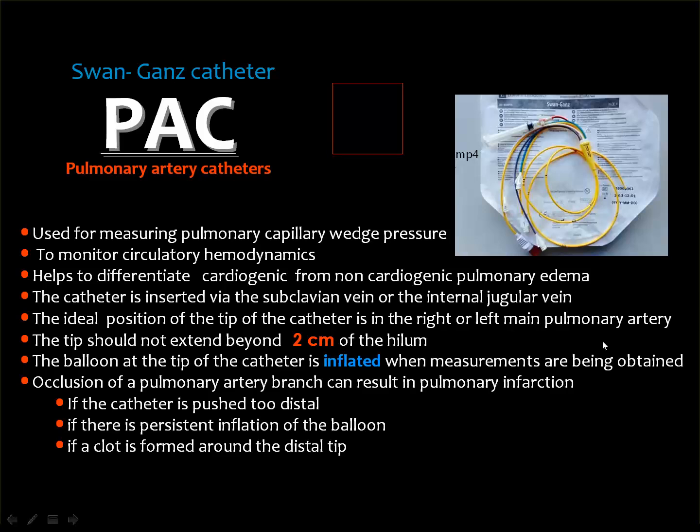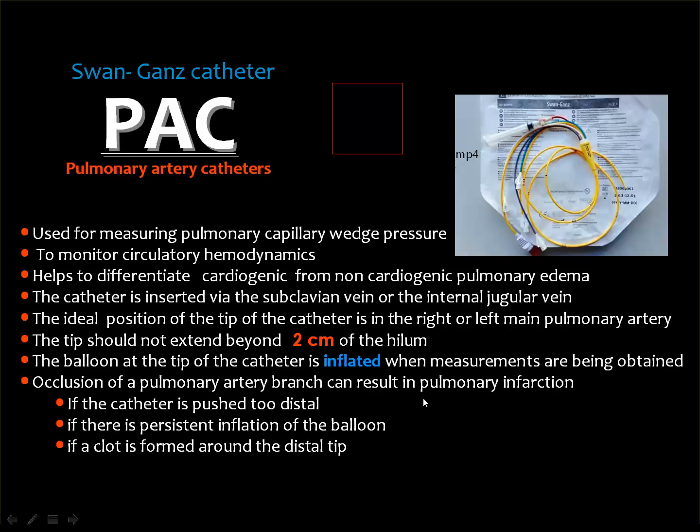The catheter is an intravenous catheter inserted usually through the subclavian or the internal jugular vein, and the tip of the catheter is pushed until it is in one of the main pulmonary arteries, either the left one or the right one. The ideal position of the tip of the catheter is about 2 centimeters from the hilar shadow, as judged by the plain X-ray. Then, in order to measure the pulmonary wedge pressure, there is a balloon at the tip of the catheter, and we inflate this balloon whenever we are going to take measurements.